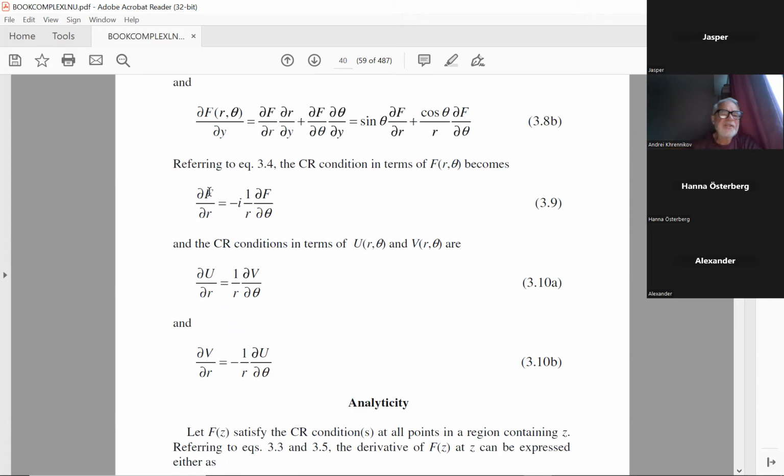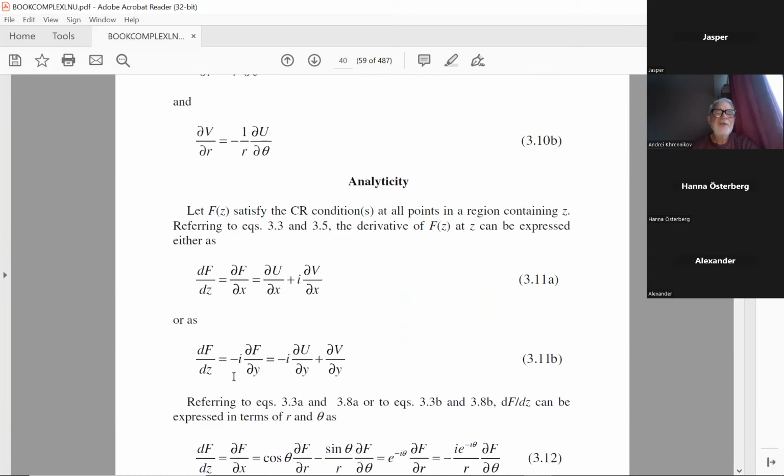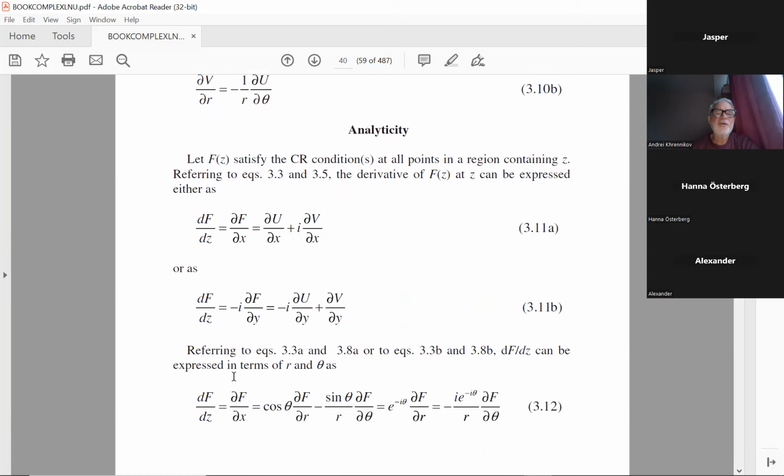Now, if we represent f as the sum u plus iv, we get these two equations, a system of two equations. Now we are coming to the main notion, the notion of analytic function. Suppose we have a function of a complex variable with complex values, and it satisfies the Cauchy-Riemann conditions at all points.